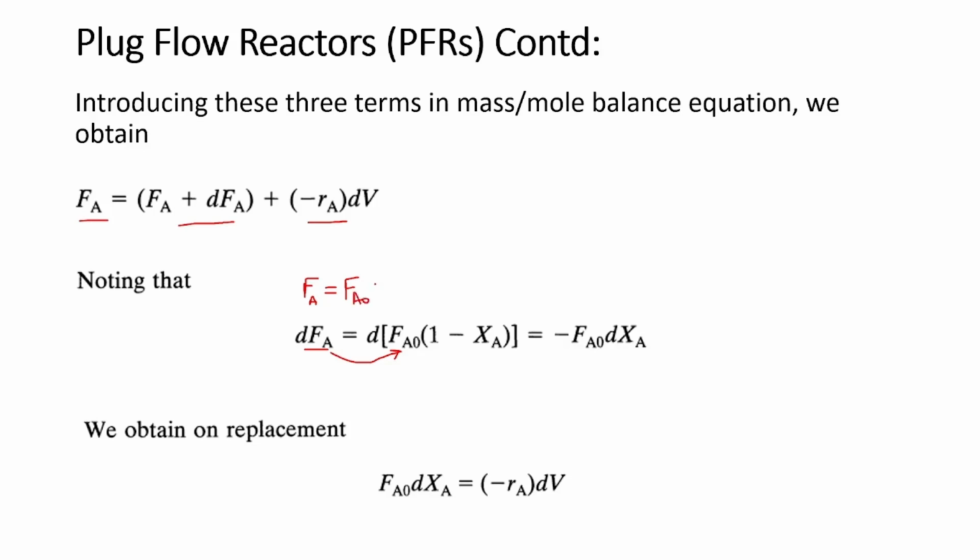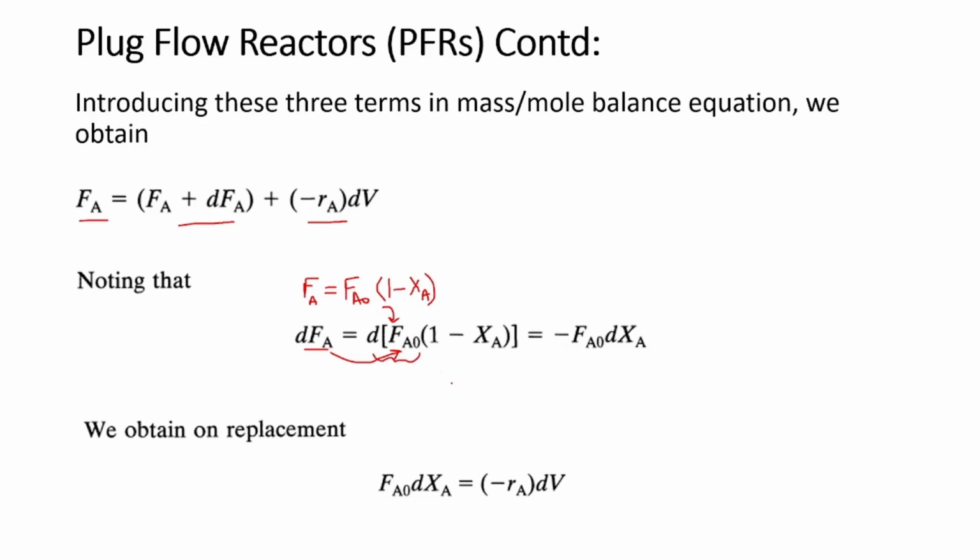So Fa is equal to Fa naught into 1 minus xa. Okay, so xa is the conversion and Fa naught was the initial flow rate of A. So the final flow rate can be written as Fa is equal to Fa naught into 1 minus xa. So we are just placing it here.